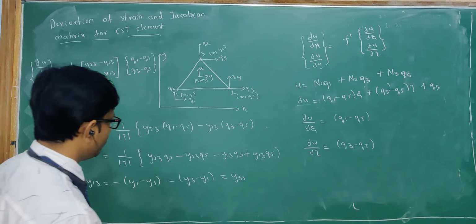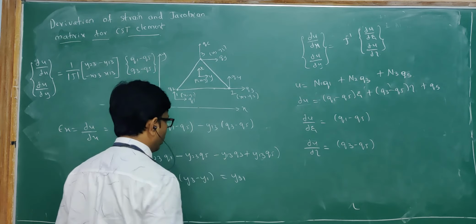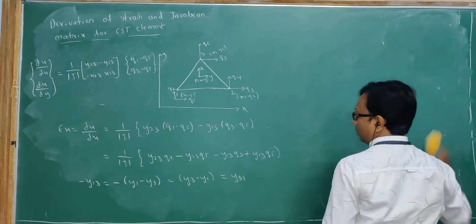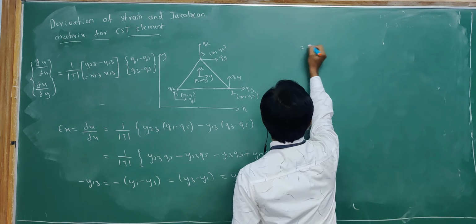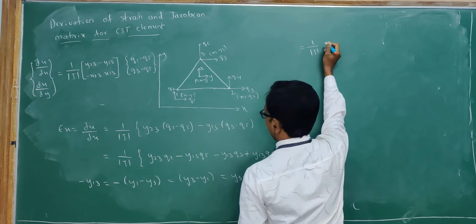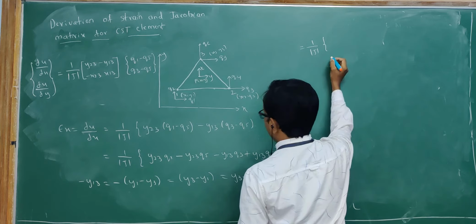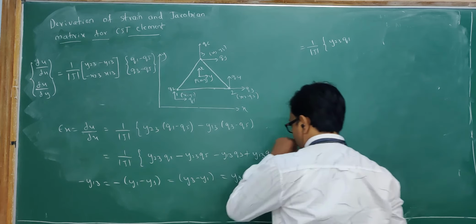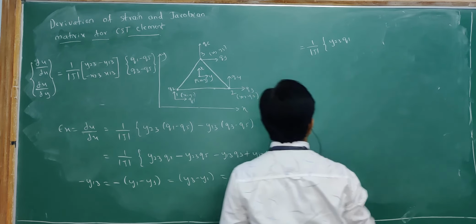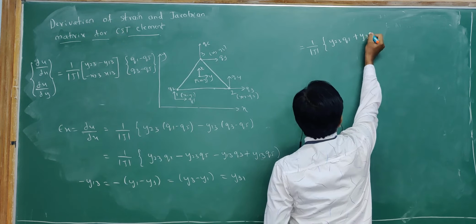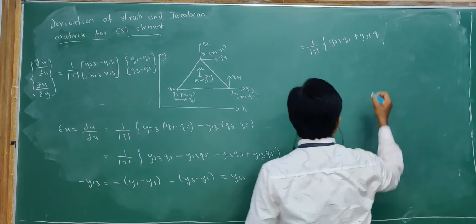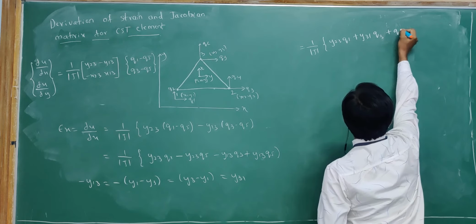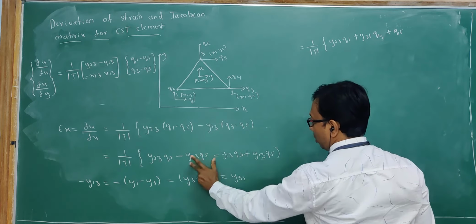Similarly, there is another term, and we'll solve that also. So I just write that step. It is equal to 1 upon determinant J into y23 q1, plus y31 q3, and one more parameter is there, plus q5 outside. I'll take the common terms here.